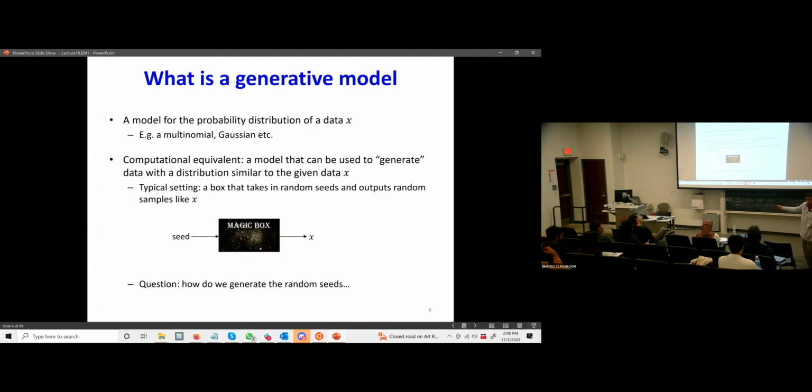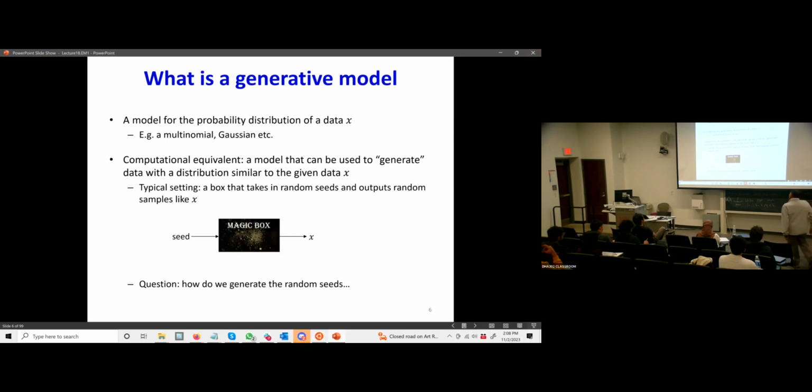The outcome is a value. And if you plot the histogram or plot the distribution of all of these values that it would generate on repeated excitations, then that histogram is going to look like the distribution of the data that you actually have in real life. And so the computational equivalent of estimating a distribution is a generative model, a model that can be used to generate data with a distribution similar to the given data X.